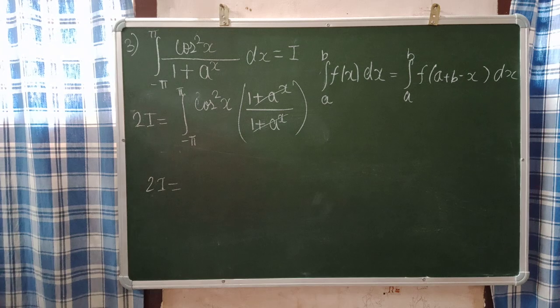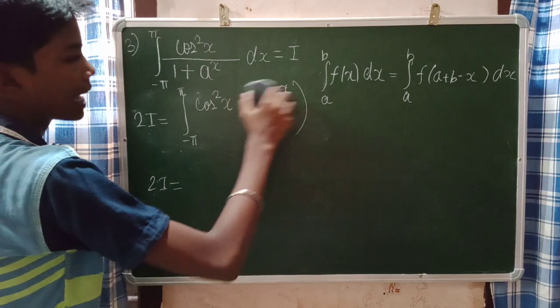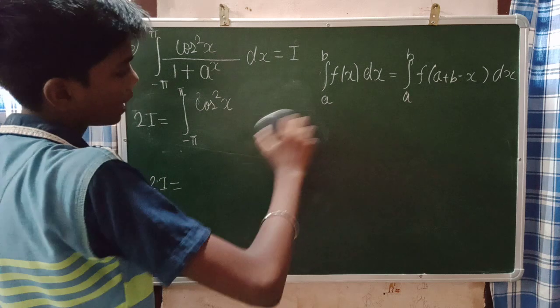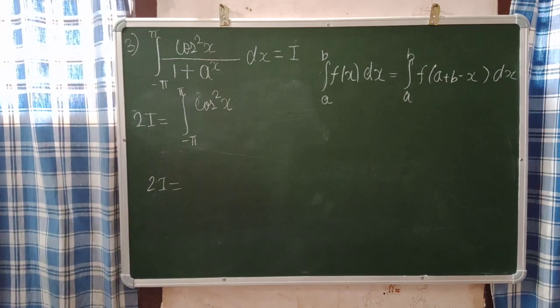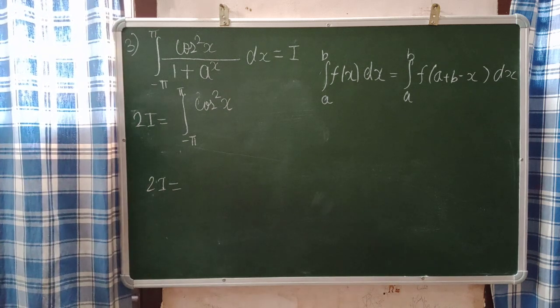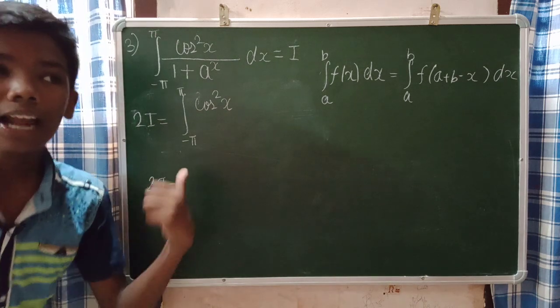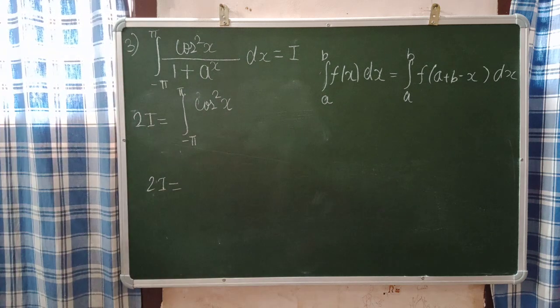Now this is the integral I am having. So 1 plus a power x, 1 plus a power x get cancelled, so I can erase these things. Now what you need to do, listen carefully guys. In this integral, try to multiply by 2 and divide by 2. Try to multiply this integral by 2 and divide it by 2. That's what I'm going to do now.